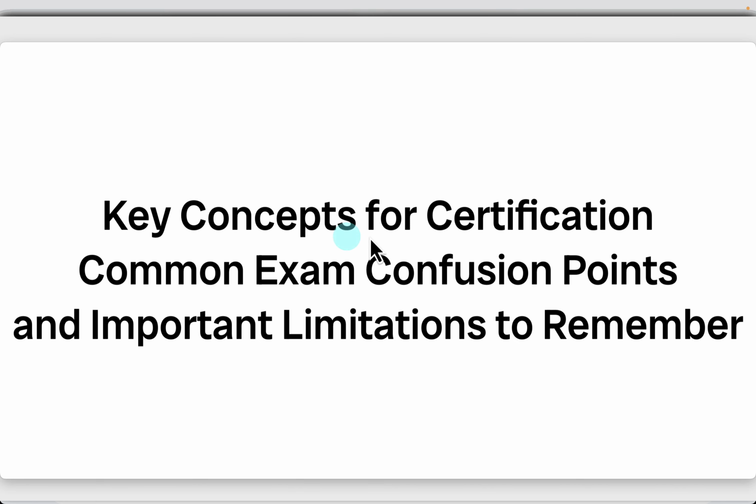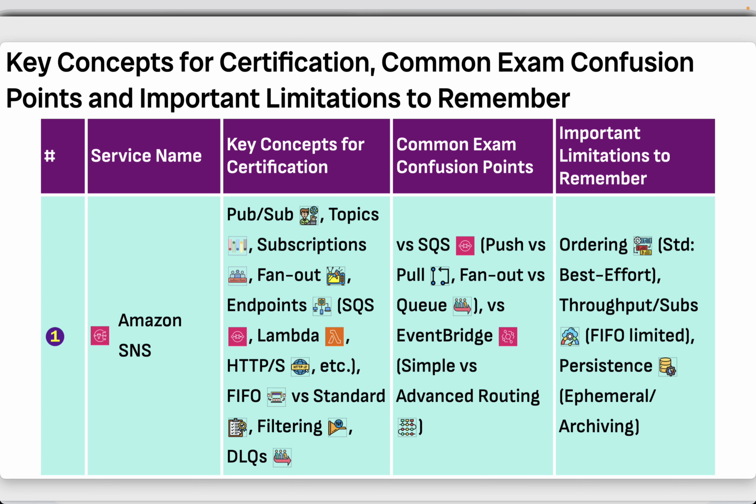Next set of parameters are key concepts for certification, common exam confusion points, and important limitations to remember. For SNS, the key concepts for certification focus on pub/sub, topics, subscriptions, fan-out endpoints, FIFO versus standard differences, filtering, and DLQ dead letter queues. Common confusion is comparing it to SQS, push versus pull. So SNS is push, SQS is a pull-based model. This is fan-out, so it's one-to-many, and a queue is one-to-one. And EventBridge, simple versus advanced routing.